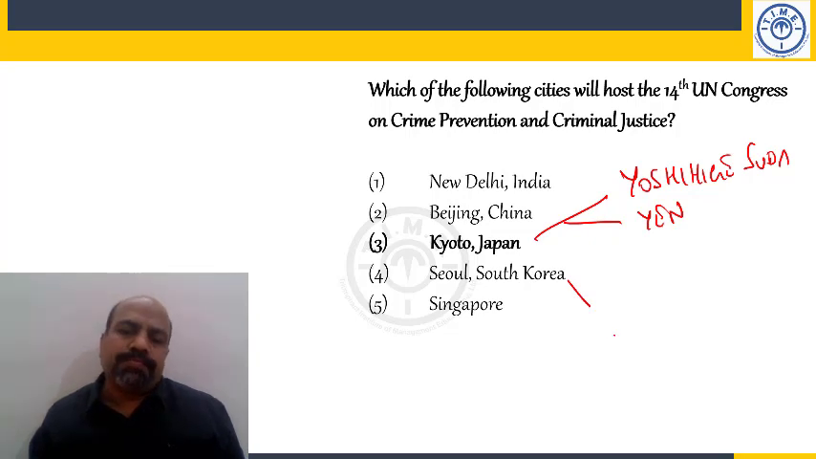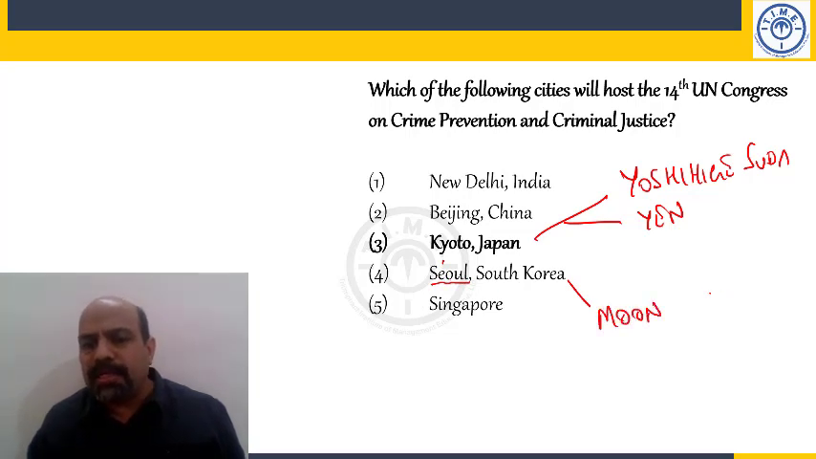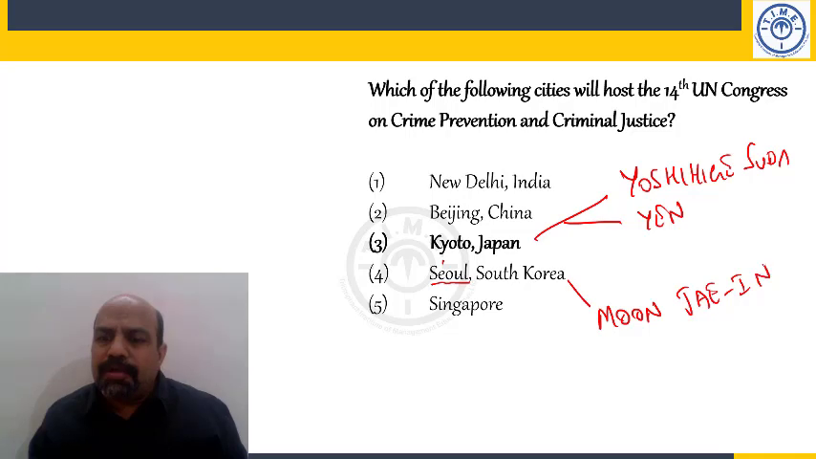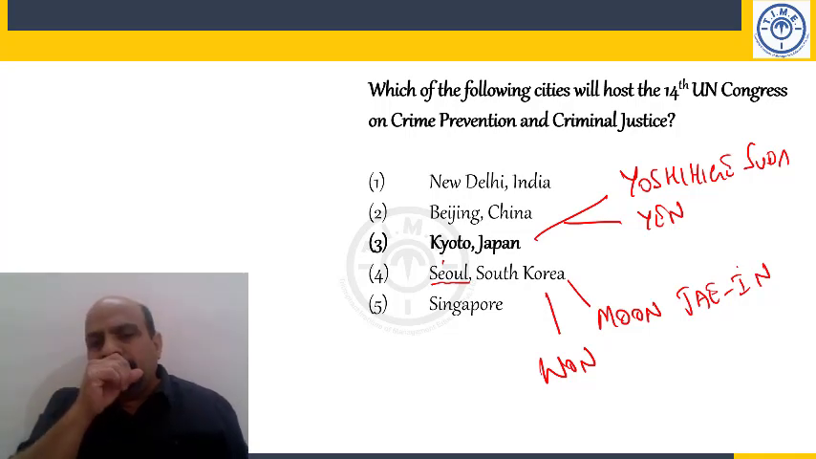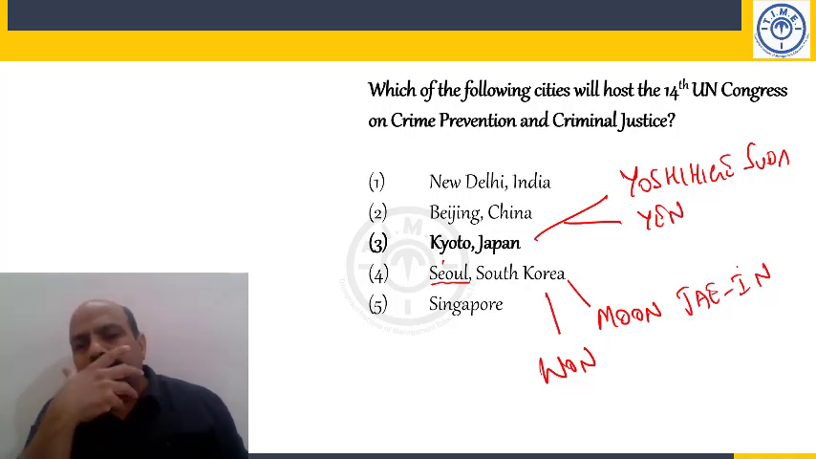South Korea. You see this capital here? It is pronounced with a silent E, so it's pronounced Seoul. Moon Jae-in is the president of South Korea, Seoul is the capital, and the currency is won.